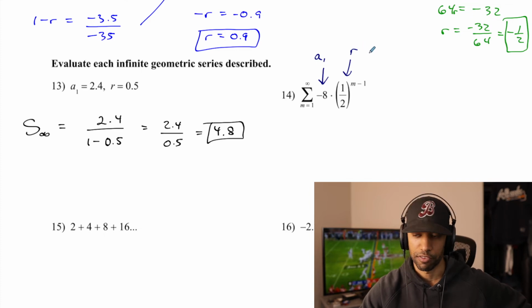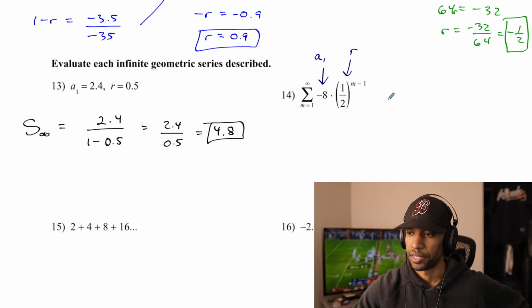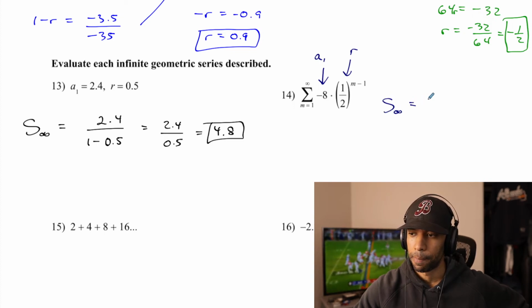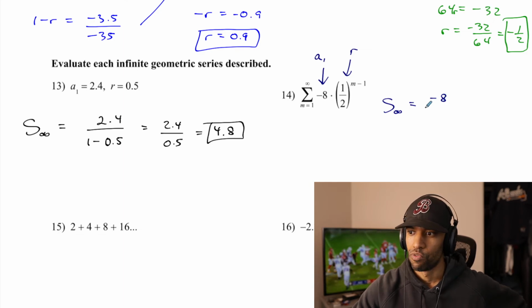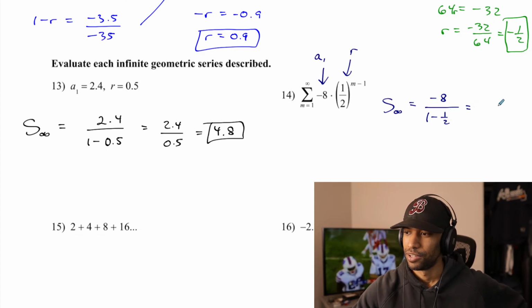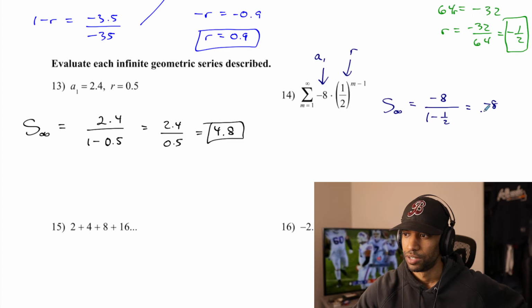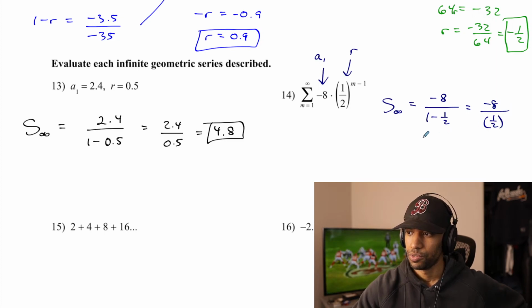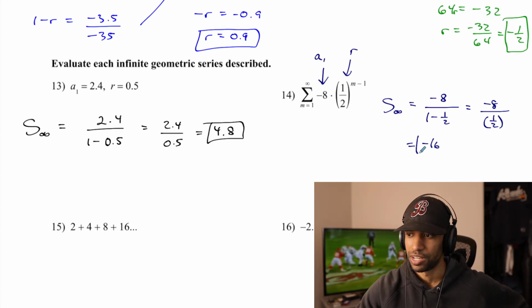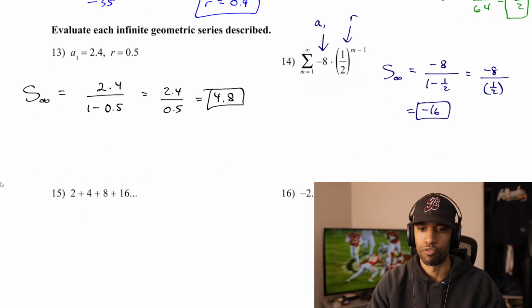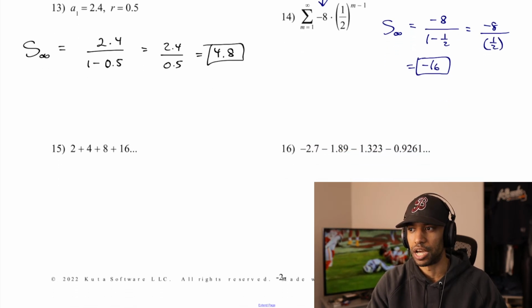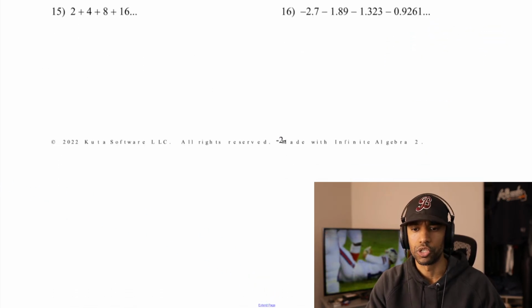And those are the 2 bits of information that we need. In a geometric sequence, that's the explicit formula. So s sub infinity equals negative 8. I'm betting it's going to be negative 16 over 1 minus 1/2, which is negative 8 over 1/2. Just negative 8 times 2, which is negative 16. So twice over. If you take half of something over and over, it's going to approach double what it was before, which is actually true.